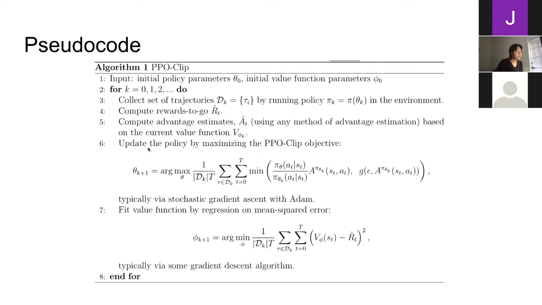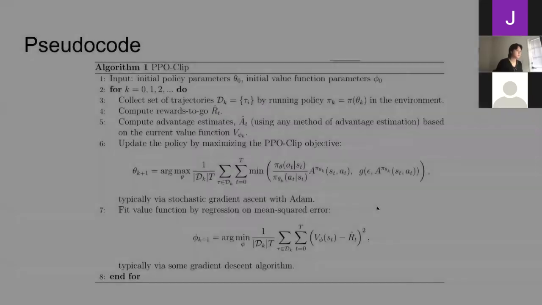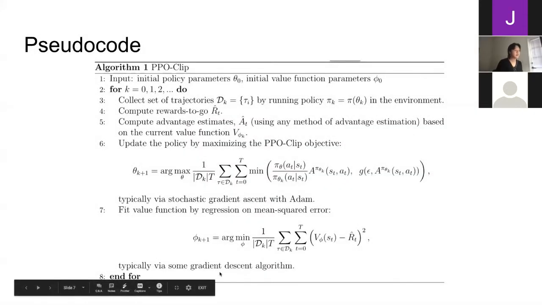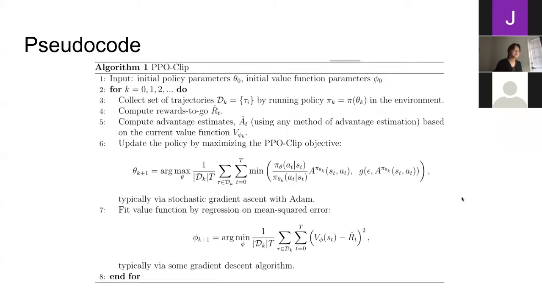And then after we update the policy in this iteration, we update the value function in this iteration, through something like mean squared error. It really doesn't matter. And that's through gradient descent. Okay. And you just do this forever and ever, and it should converge somewhere. Now, again, this can be a little bit confusing, especially when you're trying to implement it.